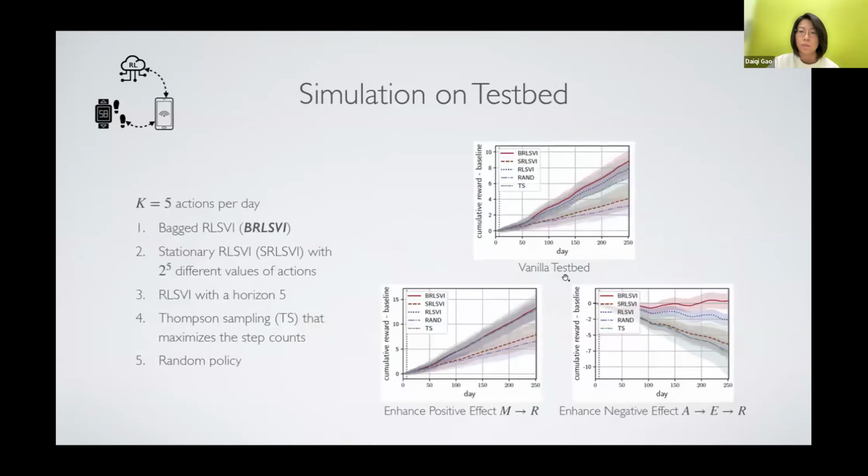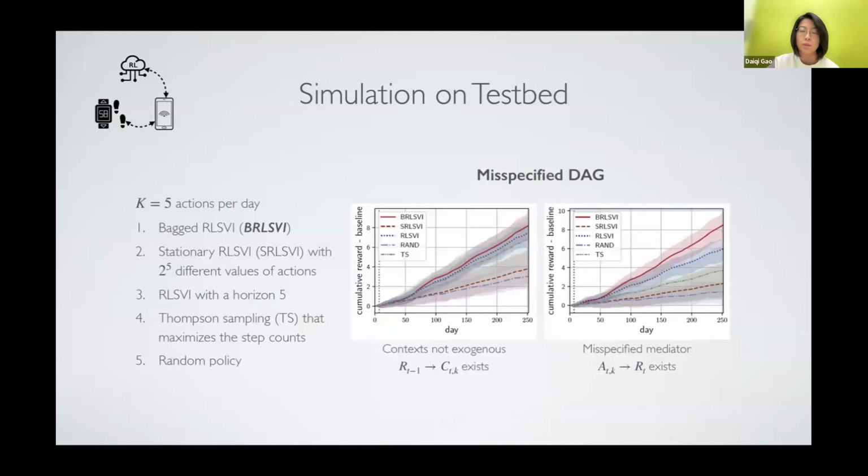So in addition to the vanilla testbed, which is directly constructed from the data, we also adjust the positive effect that goes through the step counts and the negative effect that goes through the engagement to create different variants of the testbed. And we can see that our proposed algorithm, the batched RLSVI, is always one of the optimal algorithms across different variants. And the baseline algorithms are able to capture the positive effects, but they fail to capture the delayed negative effect reflected in the disengagement.